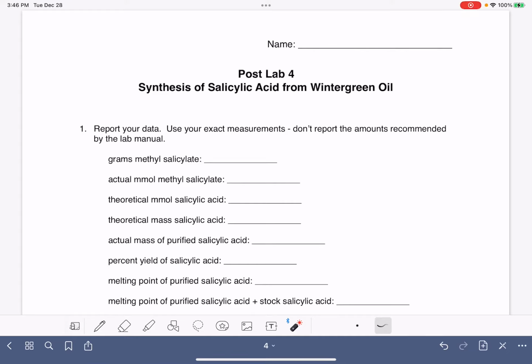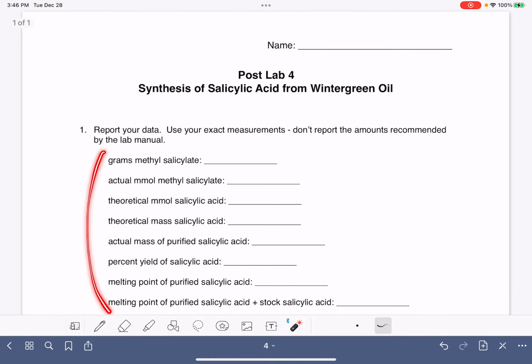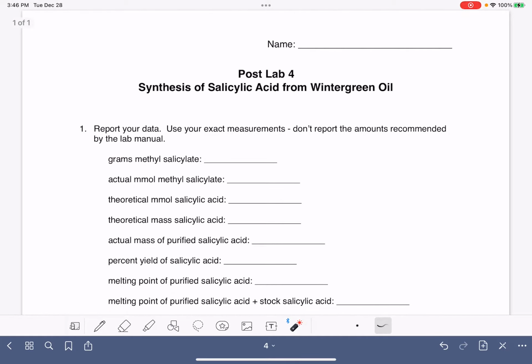I'm going to walk you through the post-lab assignment for Lab 4, synthesis of salicylic acid from wintergreen oil. Question number 1 has all of your data from the experiment, the mass of methyl salicylate that you used in the lab, so this is going to be a number that you reported from the lab. Also, the actual mass of the purified salicylic acid, so that's something that you weighed out in the lab. And then your melting points. This is all data that you collected in the lab.